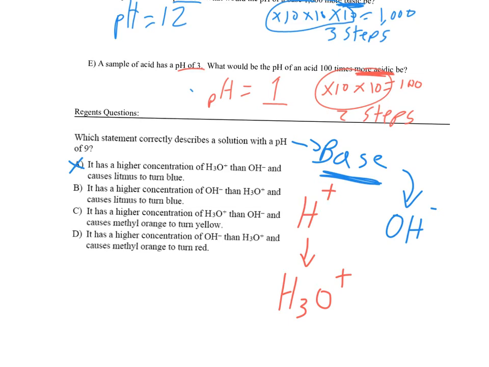Choice C says it has a higher concentration of H3O plus than OH minus, and I don't even have to read the rest of it because I already know that's not true. The last one says it has a higher concentration of OH minus than H3O plus, and it also causes methyl orange to turn red. So now I know that the OH minuses are going to be greater than the H3O pluses. That eliminated two answer choices.